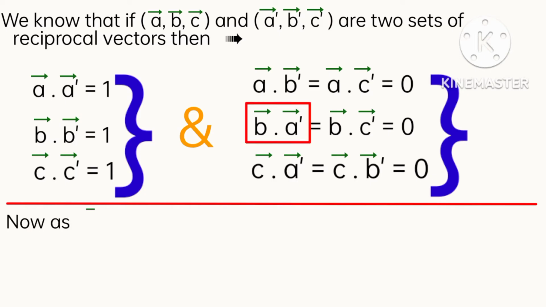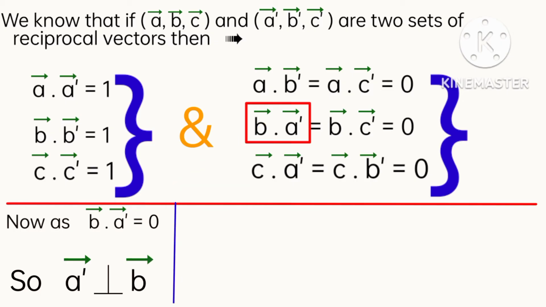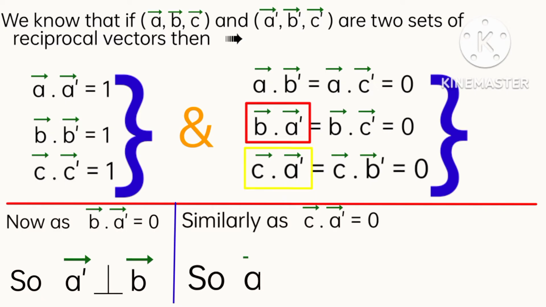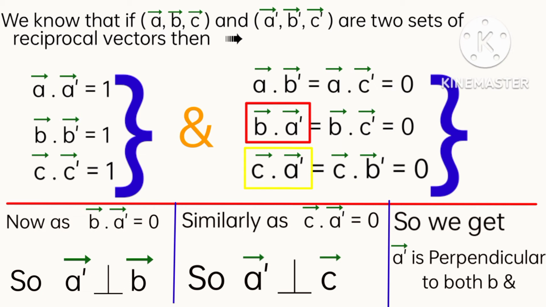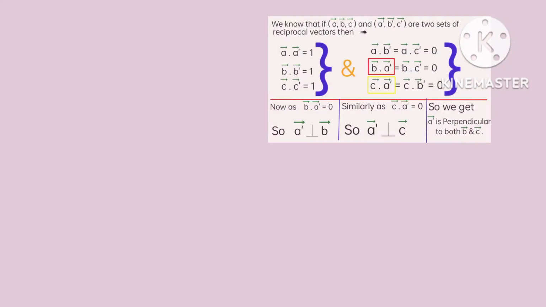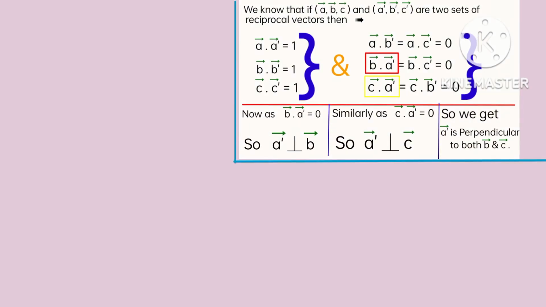Now as B dot A' equals 0, A' is perpendicular to B. Similarly, as C dot A' equals 0, A' is perpendicular to C. So we get A' is perpendicular to both B and C vectors. This is what we have got before.